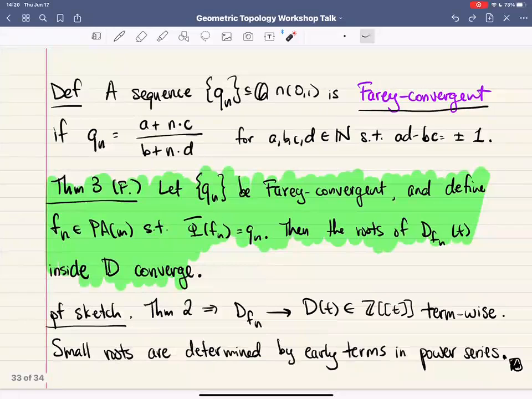Okay. And the proof sketch of this is very quick. Theorem 2 tells us that the coefficients of these kneading polynomials, we're sort of concatenating, we're building more and more terms just at the end on the higher powers. So term-wise, these kneading polynomials are converging to some power series with integral coefficients. And the small roots, the roots with small modulus of a power series, are determined by the early terms, the low power terms. So that's a quick sketch of that proof.